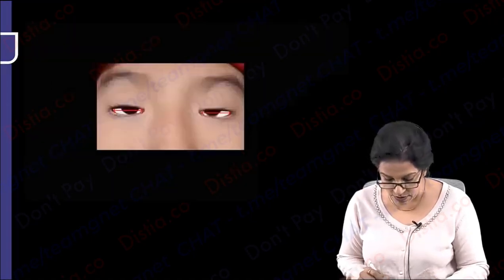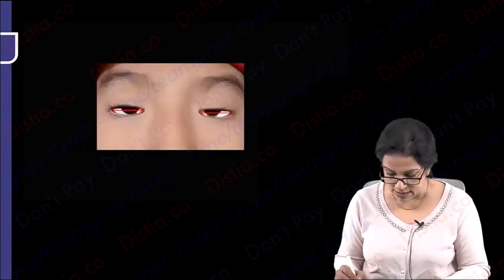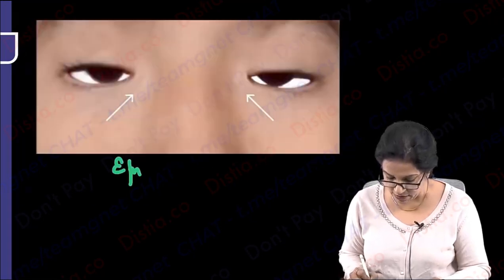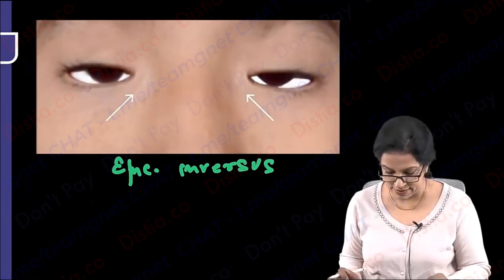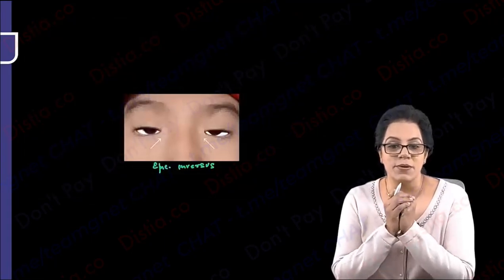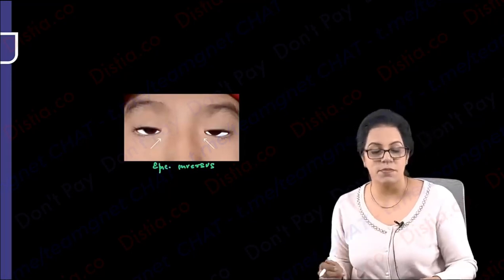So these are the features. See, in blepharophimosis, this horizontal length is less. This is blepharophimosis. Here it is showing you the ptosis, and here it is showing you epicanthus inversus, from the lower lid. Right? So this was about the different types of ptosis. We next talk about measurements.